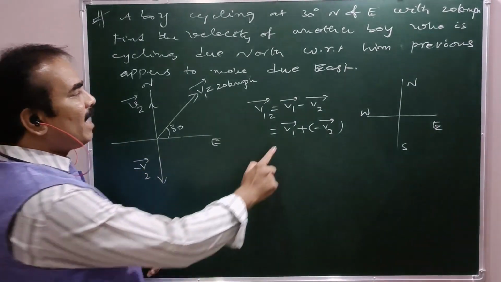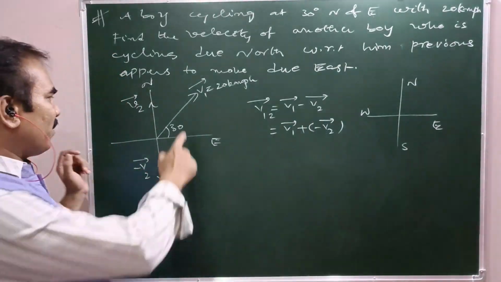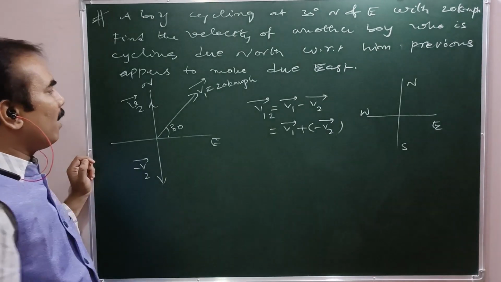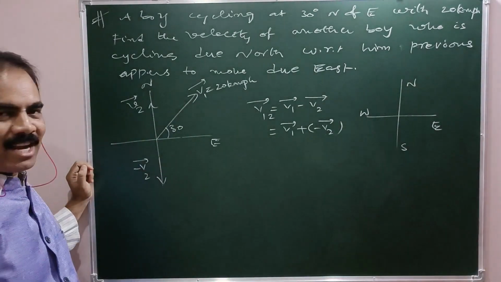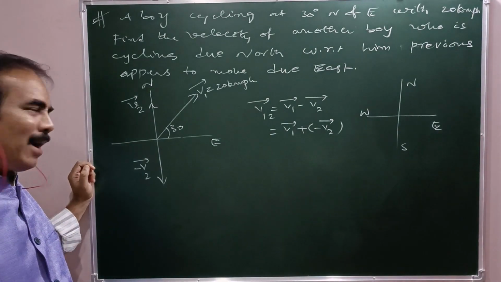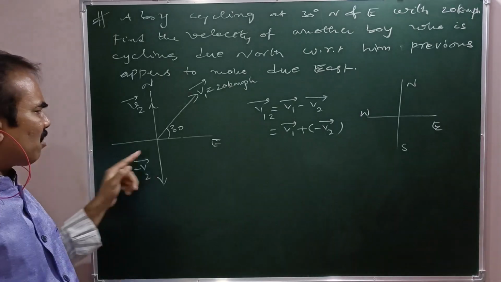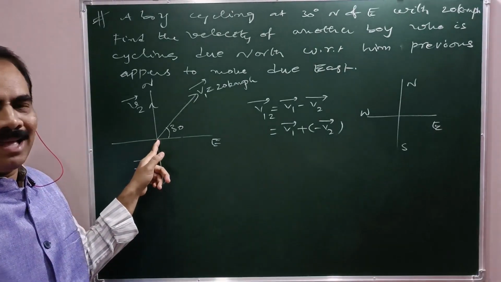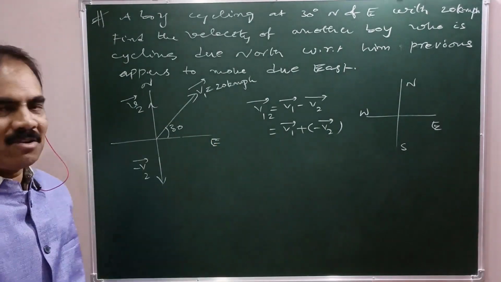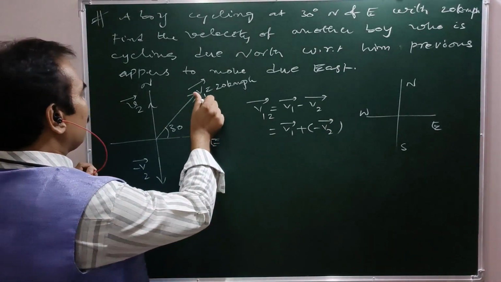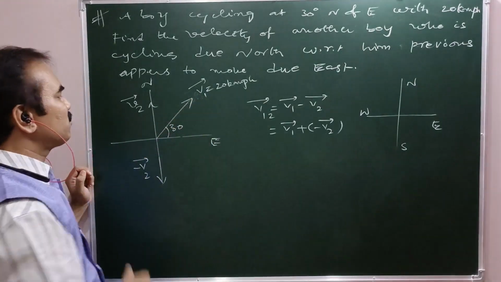Now see, V1 bar and minus V2 bar are the parent vectors, right? If I take these two as adjacent sides of a parallelogram drawn from the same point, then the diagonal drawn from the same point gives the resultant. What is the resultant? V12 bar, the relative velocity of the first boy with respect to the second boy. So this is V1 bar, here minus V2 bar.